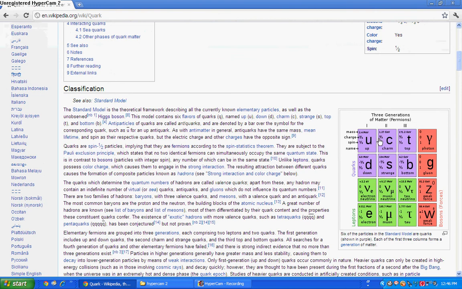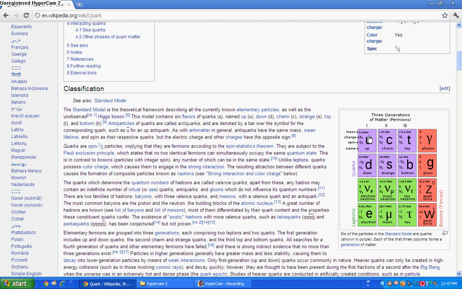All 6 quarks are found in the Standard Model. All the quarks have their corresponding anti-quarks. So there's the anti-up, anti-down, anti-charm, anti-strange, anti-top, and anti-bottom, and they differ by just having their charge flipped around.